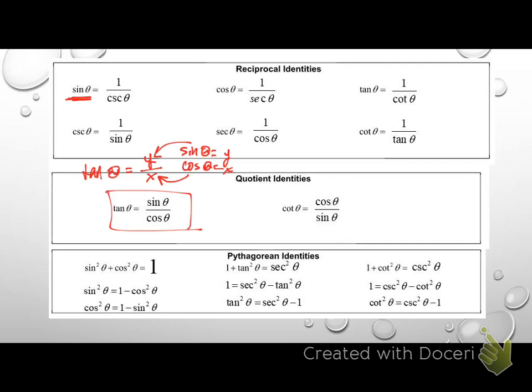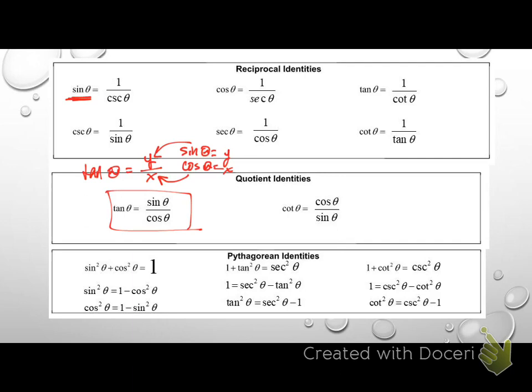Okay? So it's a way for us to take tangent and turn it into a combination of sine and cosine if we ever need to. And there'll be times when we're going to want to. Same thing for cotangent. Just flip that fraction over to where we've got the cosine of theta over the sine theta. Okay? And we know that we can rewrite cotangent with that.